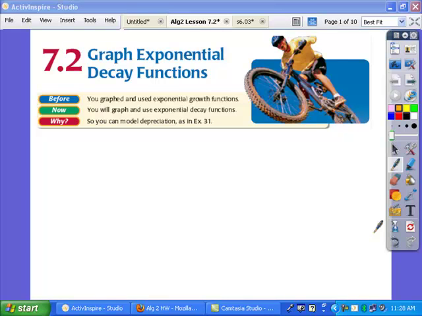Mr. Smith here. This is Algebra 2, Section 7.2, Graphing Exponential Decay Functions.